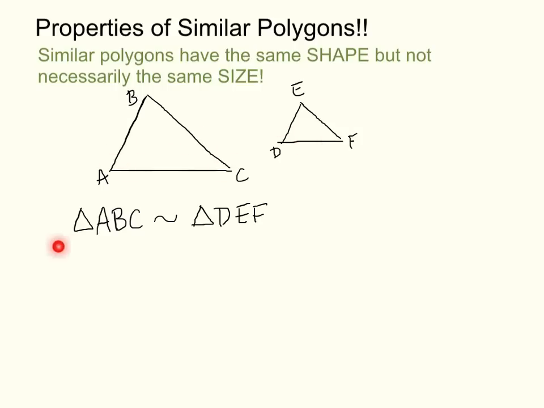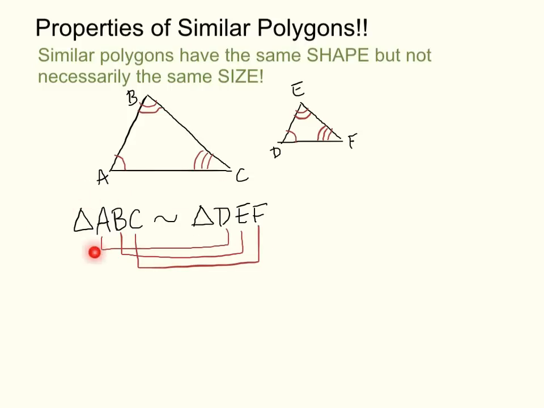I can take a look at my similarity statement, and it tells me a lot of things. First of all, I see that A is the first letter to D, and so that means that angle A is congruent to angle D. Similarly, angle B is congruent to angle E, so I can put that in here. And angle C is congruent to angle F, so I can put that in here as well. Then I can go ahead and write the congruent statements for all of these angles, and I can get all of that information just from looking at this.